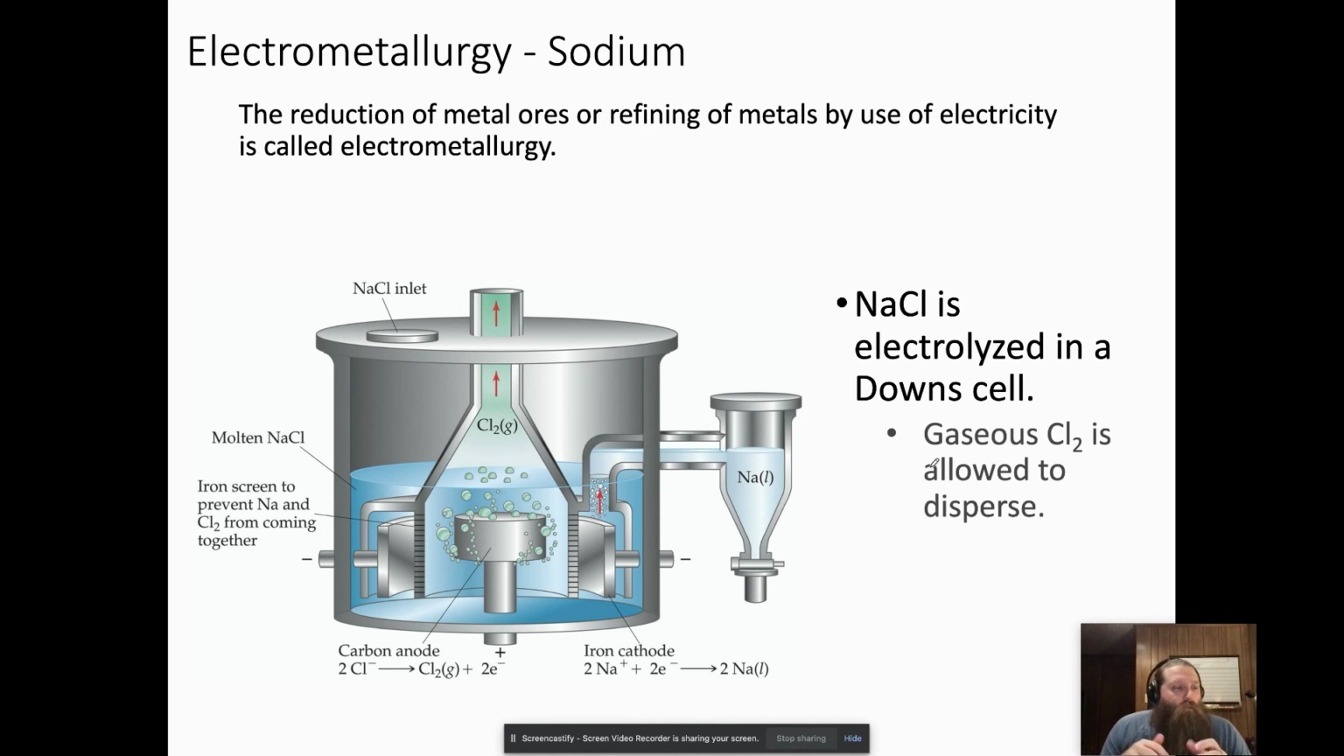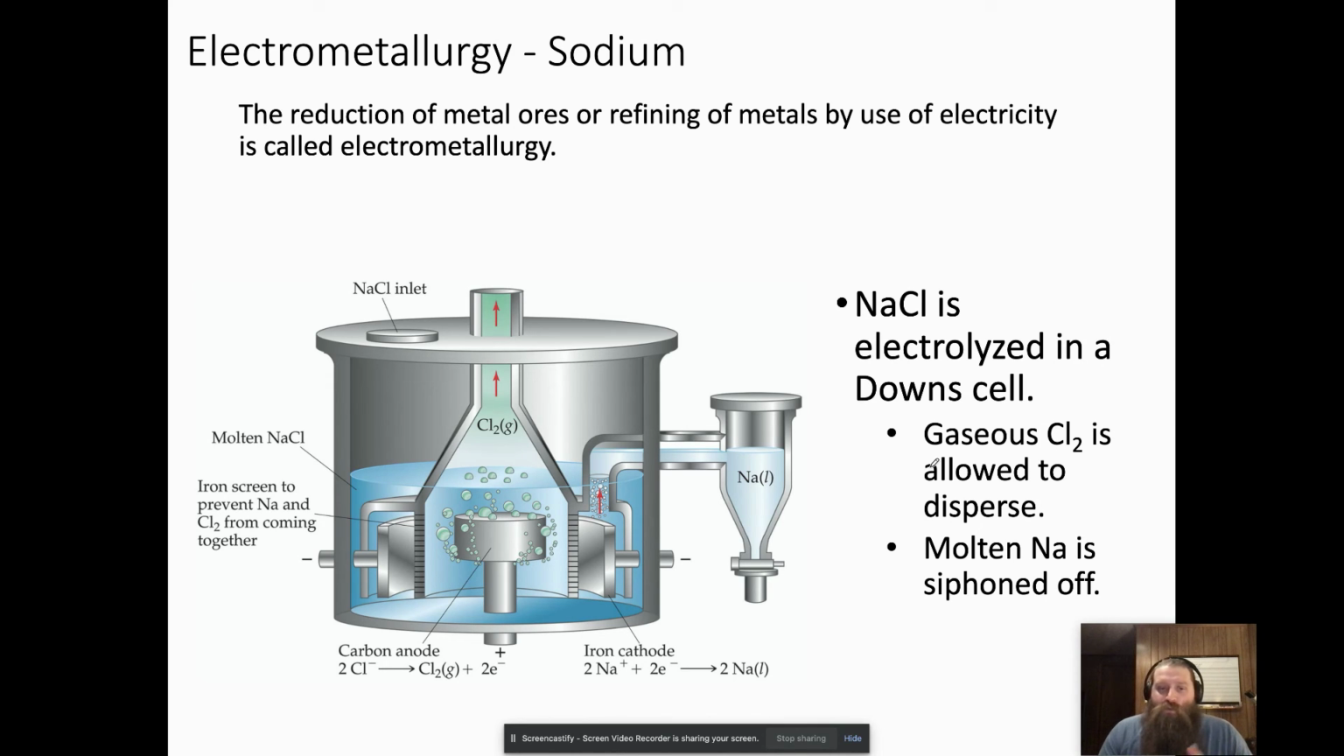Now, the last one I want to talk about real quick in this video is electrometallurgy. Now, we're going to talk about electrochemistry at the very end of the year. That's the very last unit that we cover before the AP test. But basically, electrometallurgy is the reduction of metal ores using electricity. And there are 3 examples of this in your book.